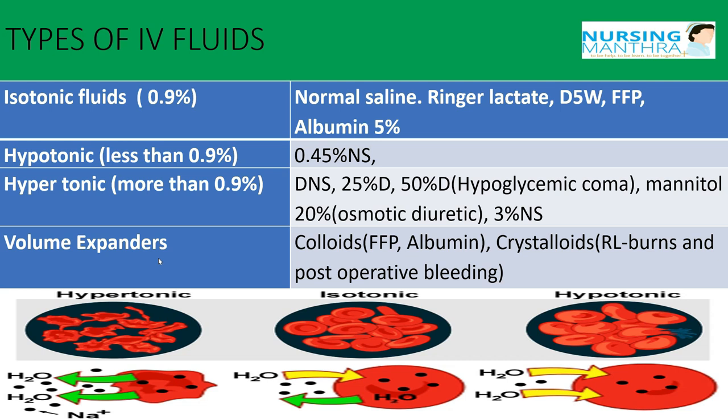Then we have volume expanders. Volume expanders are colloids, as we discussed, the fresh frozen plasma, albumin. Then crystalloids, like ringer lactate, used in burns and postoperative bleeding and all. These are the volume expanders. So these are the types of IV fluids.